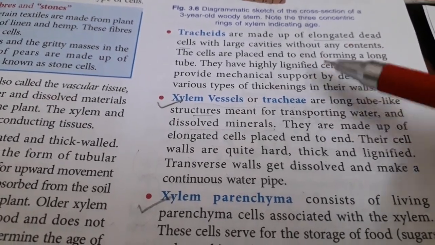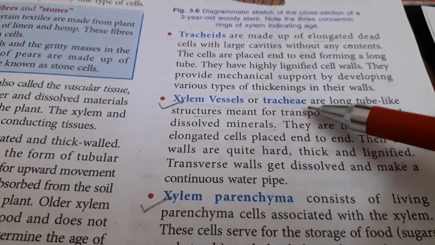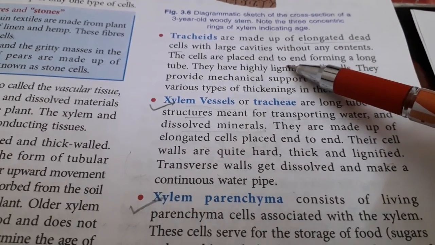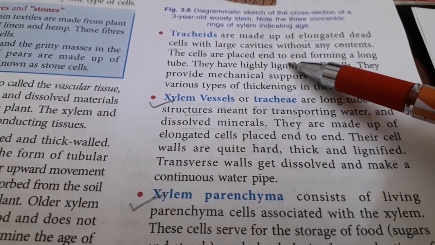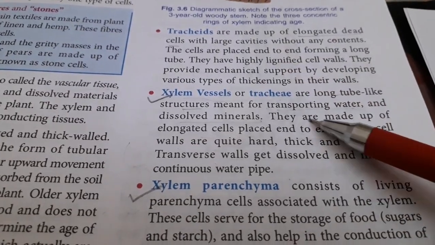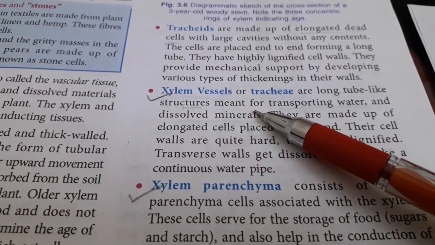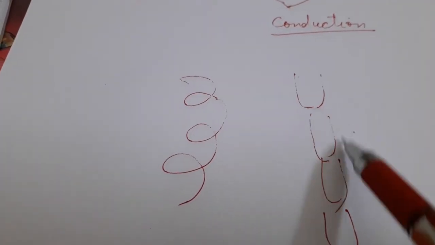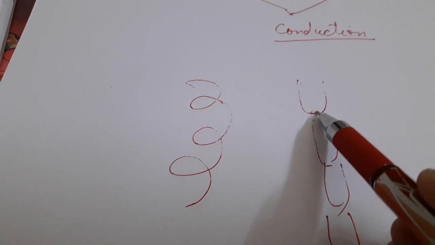Okay, so tracheids. Then next is xylem vessels. They are also called tracheae. Don't get confused between tracheae and tracheids. Tracheids are dead cells and they have lost protoplasm and they provide mechanical support. Whereas tracheae is the other name of xylem vessels and they are basically tube-like structures. Actually, if we see them in transverse section, we find tube-like structures. And suppose this is one elongated cell, another, then the other, like this. These are the side walls, okay, and the transverse walls in between these get dissolved.